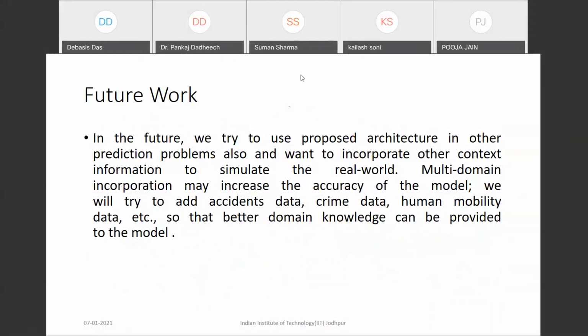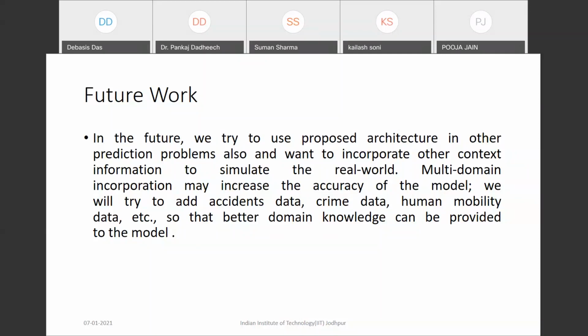Now, what is the future work? In this case we implemented the architecture for urban anomaly prediction. In future, we can also use a similar architecture for other prediction problems, where we want to incorporate context information similar to real-world problems. So with multi-domain incorporation, the accuracy of the model may increase.